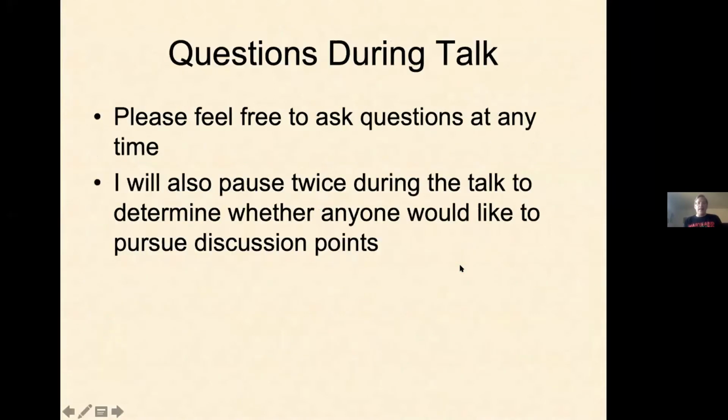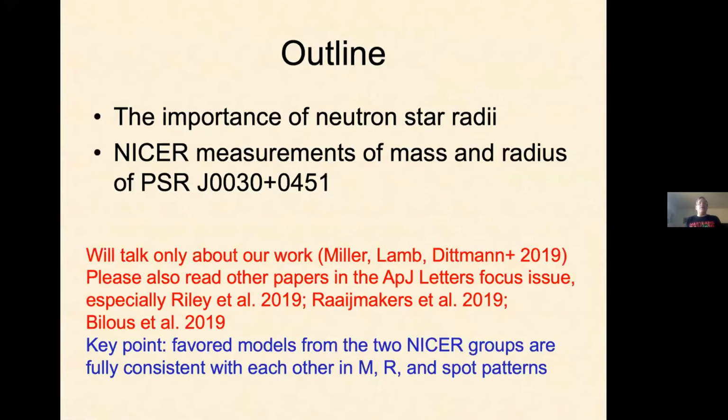Now, the outline here, I don't know that I'll have to convince you, but I'm going to discuss first the importance of neutron star radii, why measuring radii with both precision and, importantly, accuracy is going to be extremely important going forward as we try to understand the centers of neutron stars. And then I'll talk about the published NICER measurements of mass and radius of this particular neutron star.